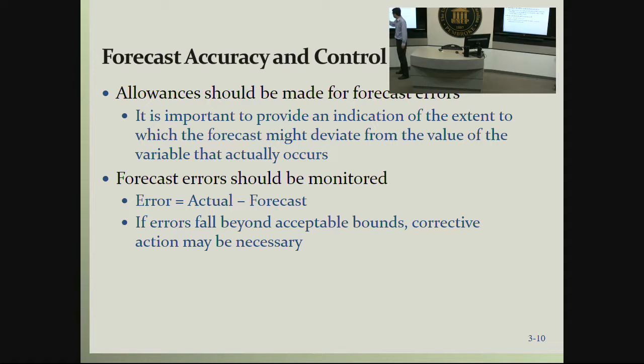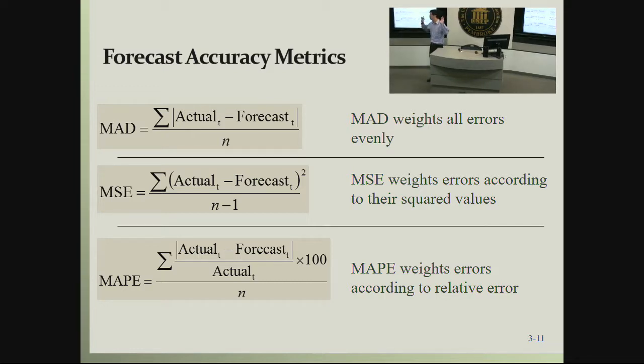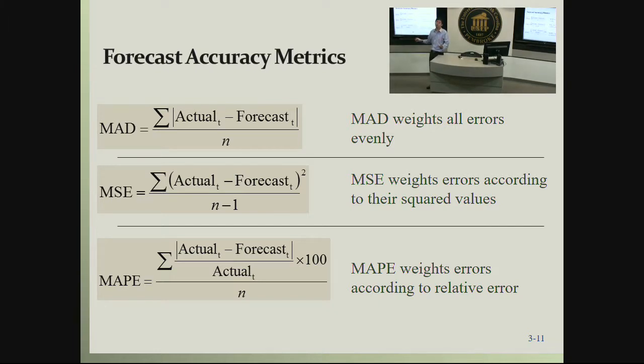The definition of forecast error is very straightforward. It's actual minus forecast. Like you forecast the temperature tomorrow, the forecast error is the actual temperature minus your forecast of the temperature. If the errors fall beyond the acceptable boundary, then you should take some corrective action. There are 3 popular forecast accuracy metrics. I will introduce these 3. When I introduce them, please think about which one, in your opinion, makes the most sense, or which one you think is most popular in industry.